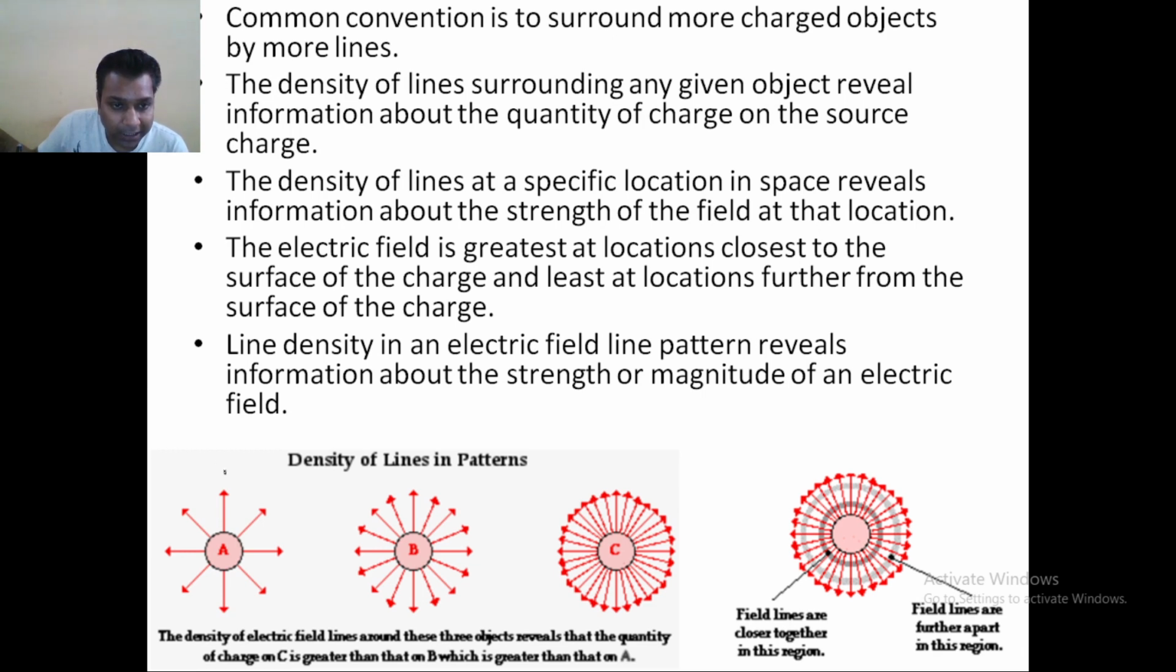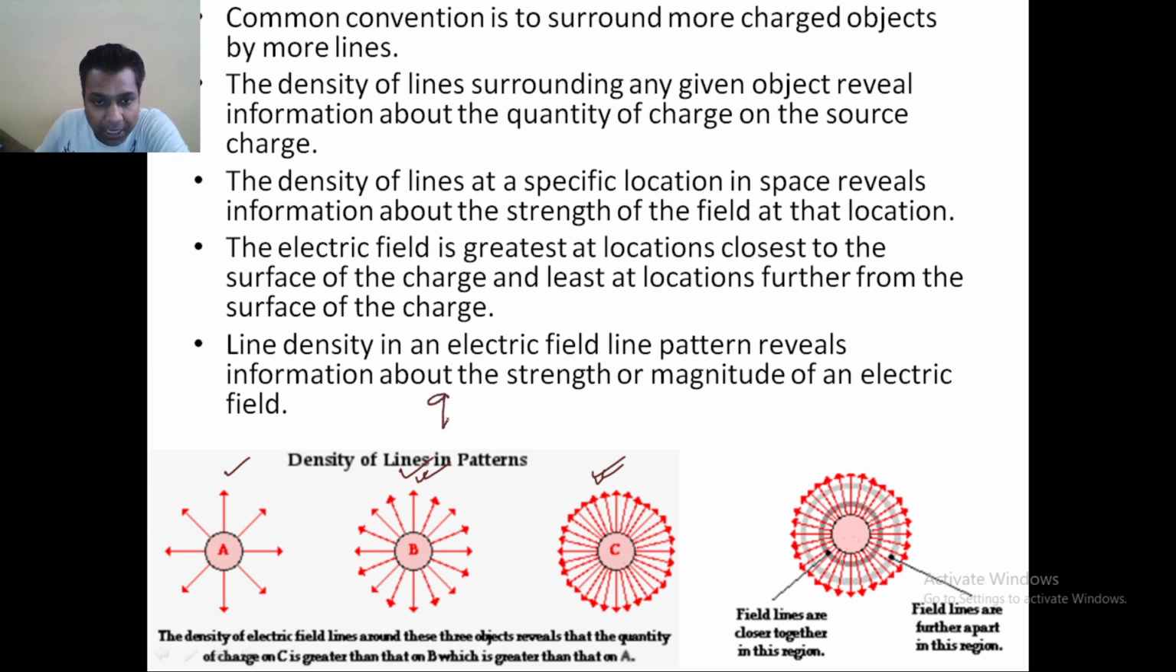Now in this diagram you can see the three charges, A, B, C. In case of A, the number of lines is the least. B has a higher number of lines as compared to A, and C has the highest number of electric field lines. So the number of field lines is going to decide the strength of the electric field, or directly you can say the quantity of the charge.